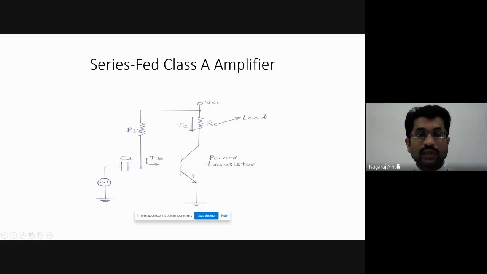The current gain of the transistor is denoted by beta. It is nothing but the ratio of the output current to the input current. Output current is IC, the collector current. Input current is IB, the base current. Therefore IC by IB gives the current gain, that is beta of the transistor circuit. This beta of the transistor in class A amplifier circuits is less than 100.